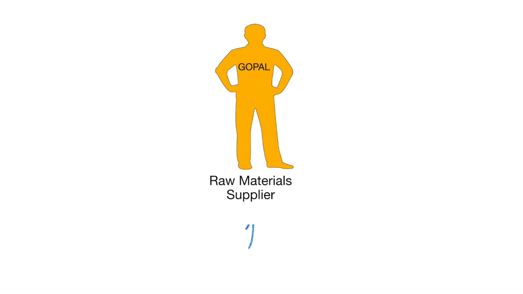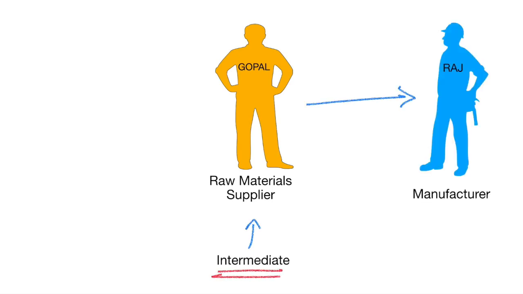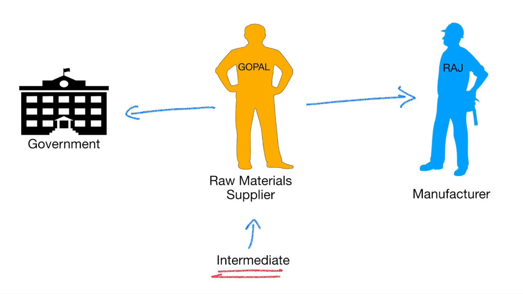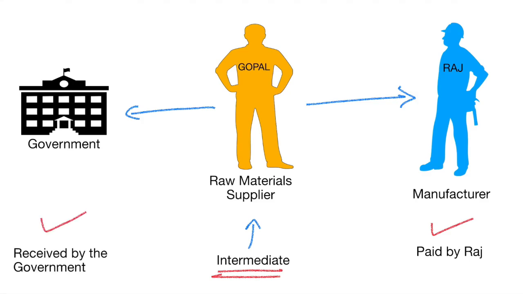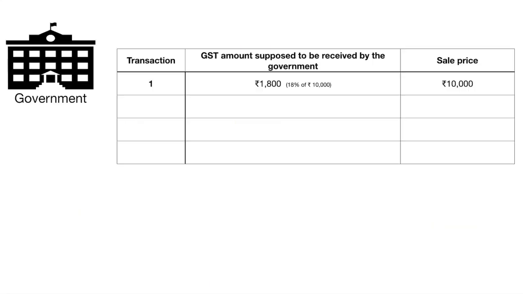Now, if you notice, here Gopal is only an intermediary between the buyer and the government. This is because actually the GST is paid by Raj, and actually the GST is received by the government. Gopal, that is the seller, is only an intermediary between the two. This is how the GST works. Let us take a look at this table. From transaction number 1, the government has received GST of 1,800. Now is it 18% of the sale price? Yes, it is. So we are on the right track. So let us go ahead.